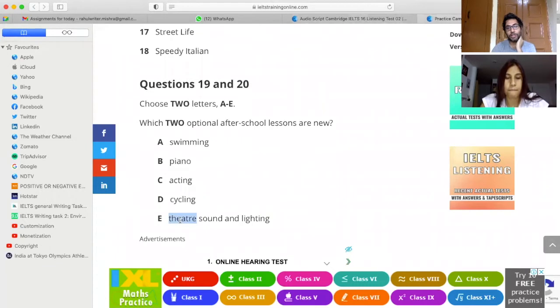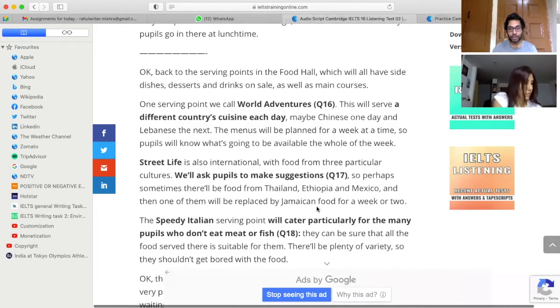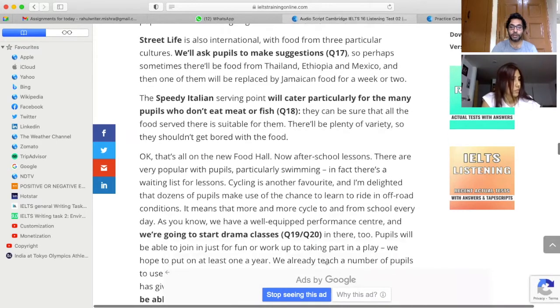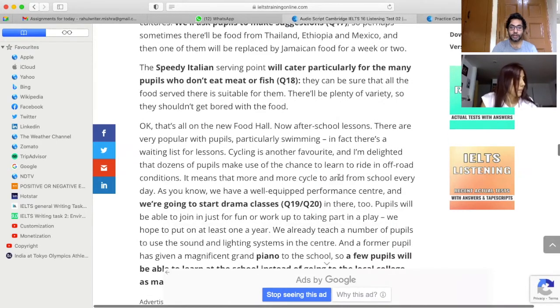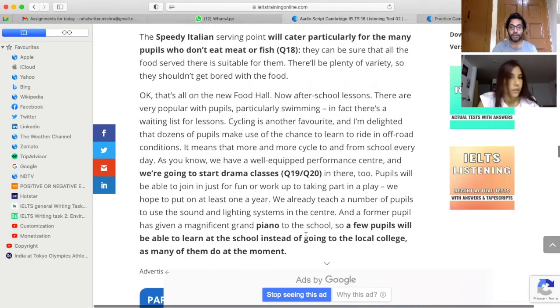Theater is not mentioned. Drama is already used for acting. The theater part is not mentioned, but the piano is mentioned. So piano is 20. Sound and lighting is mentioned, but that sound is used for theaters. That is not mentioned, no, right? So that is something we need to use.